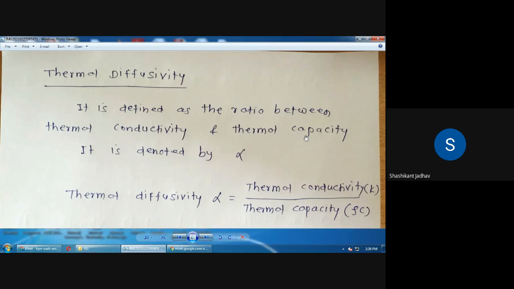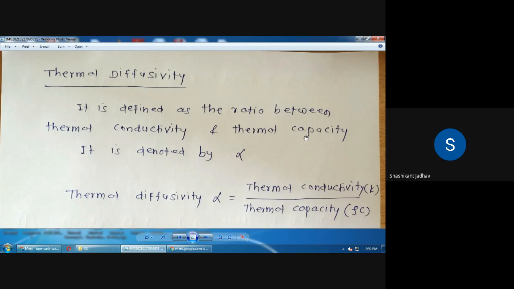In yesterday's lecture, instead of K by rho C we have taken alpha. So that alpha is nothing but thermal diffusivity. What is the definition of thermal diffusivity? It is defined as the ratio between thermal conductivity and thermal capacity, full stop.